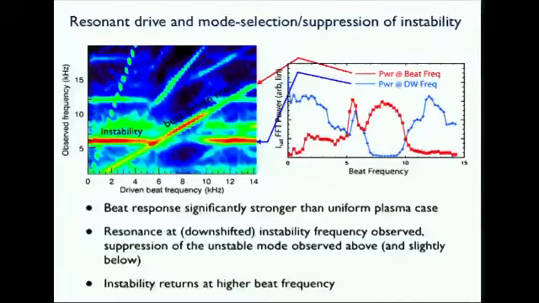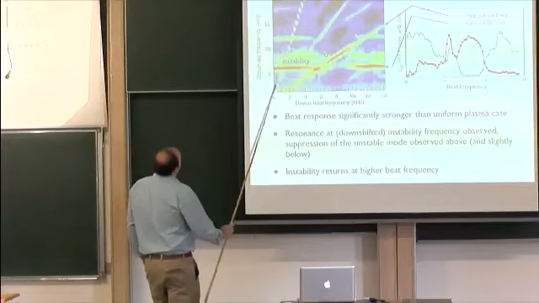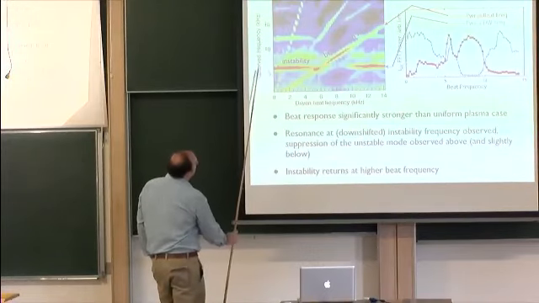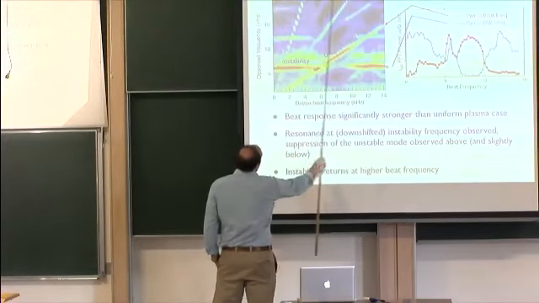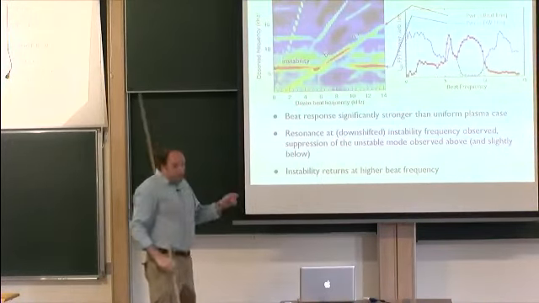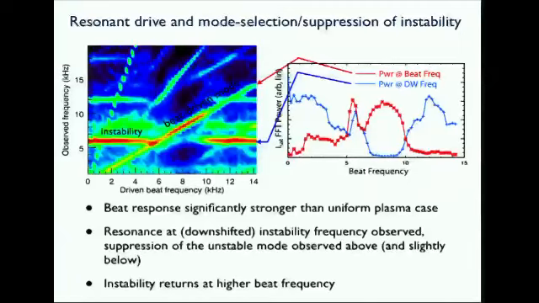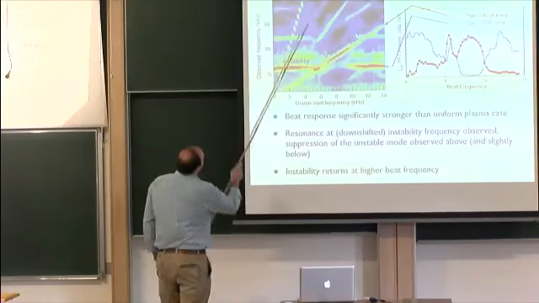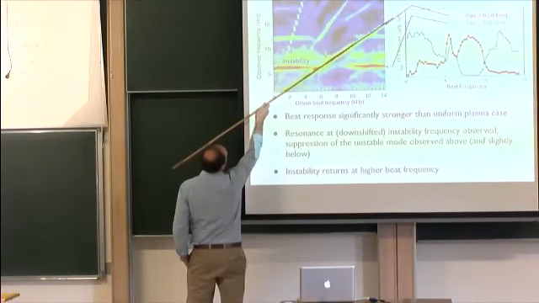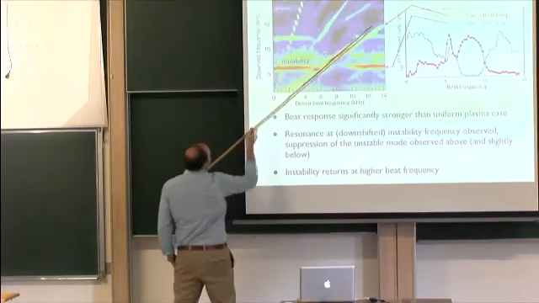So what I'm showing you is the measured power spectrum in a number of experiments. Each vertical stripe is an experiment where we change the beat frequency of the Alfvén waves. And so what you can see here is that the instability is sitting here, and the beat wave, we're changing along this line here.